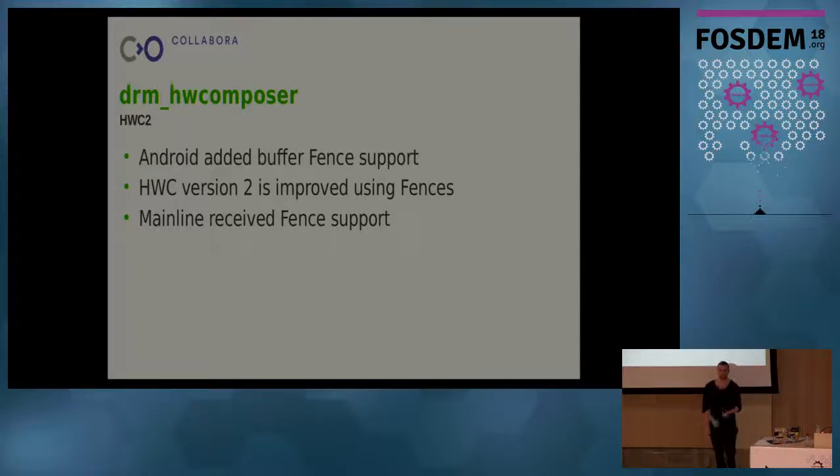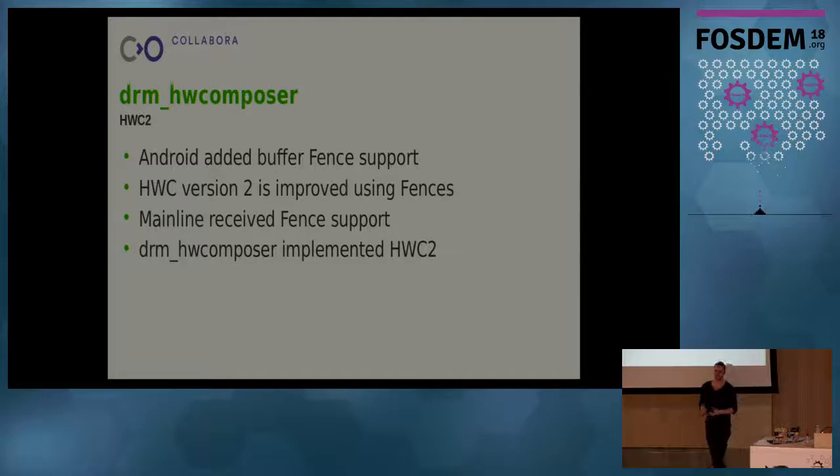As a part of developing support for fences, DRM Hardware Composer also received support for fences and Hardware Composer 2. So it's sort of a chicken and egg problem, where if you want to upstream a feature to the kernel, you have to implement it somewhere. You can't just upstream untested code. It has to be implemented somewhere. So DRM Hardware Composer was chosen because it's a relatively small implementation of a client to these ABIs. DRM Hardware Composer implemented support for fences and HWC2. And then the kernel got explicit fencing implemented or upstreamed.